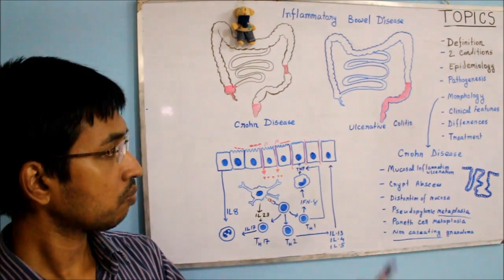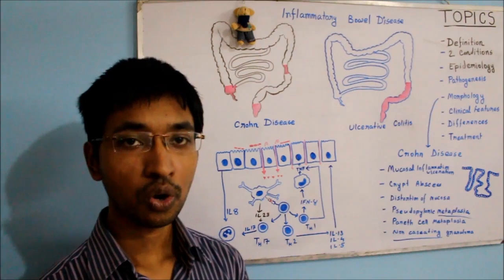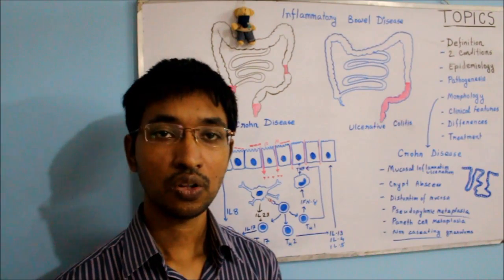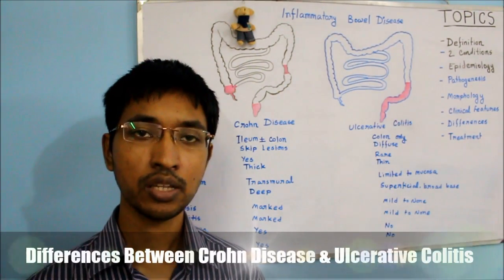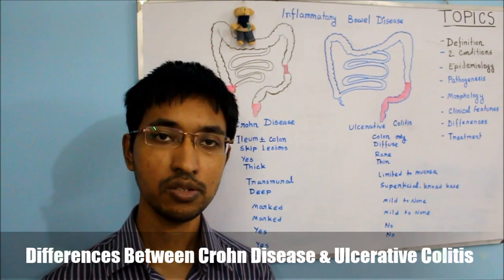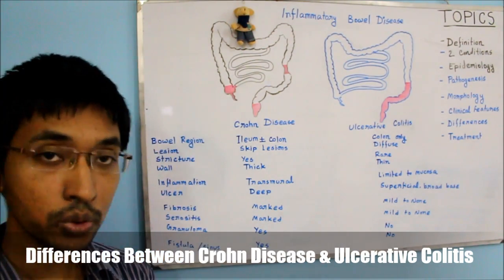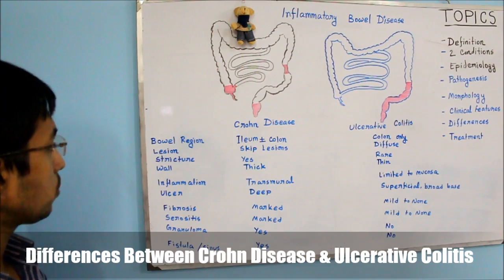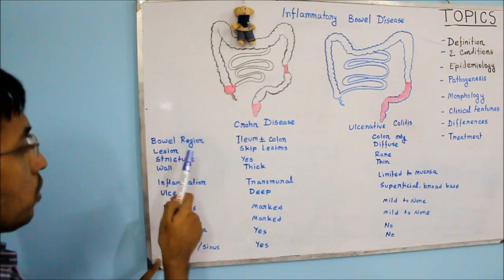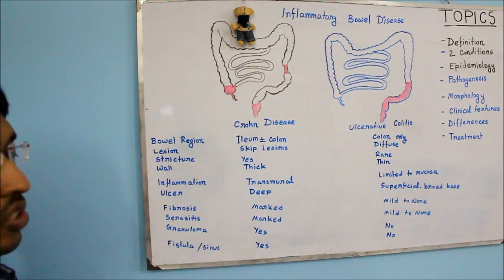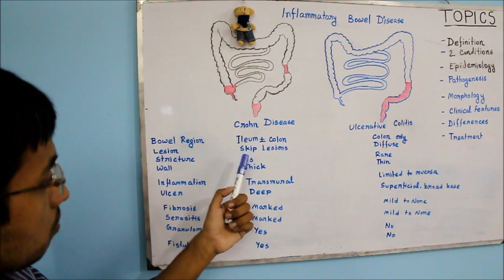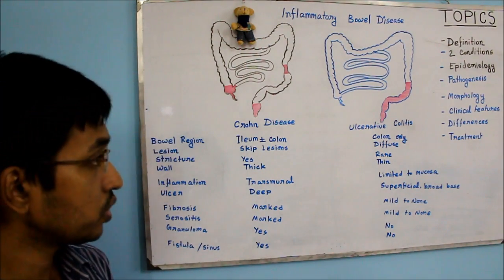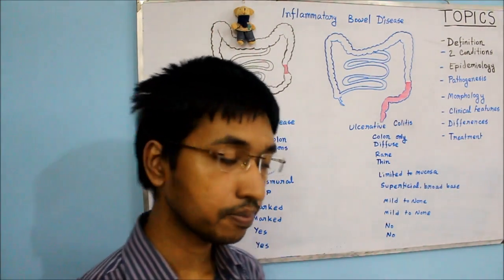So now that we have talked about the clinical features, we will move on and discuss the differences between Crohn's disease and ulcerative colitis. So as you can see, I have written the major differences between Crohn's disease and ulcerative colitis on the whiteboard. So let's discuss these differences one by one. So the first point was regarding the bowel region. Crohn's disease occurs in the ileum and/or colon, whereas ulcerative colitis involves the rectum and colon only.